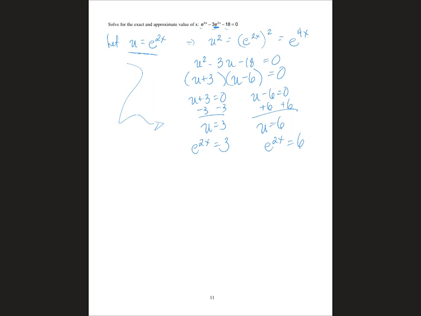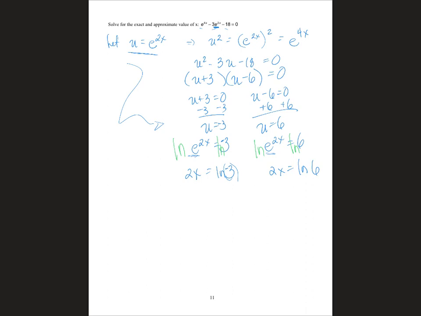And then I'd have to say, all right, I don't like those variables in the exponent. How am I going to solve for x? Well, I see the base of each left-hand side is e. So I can take the natural log of each side and then use the property of logarithms to simplify the left-hand side as 2x equals ln of negative 3 and 2x equals ln of 6. Ooh, this is a negative 3. My apologies. This is a negative 3.